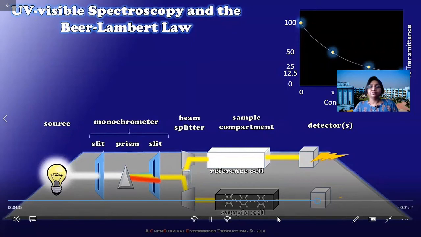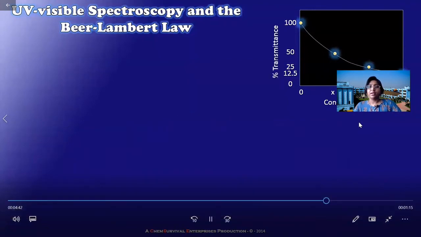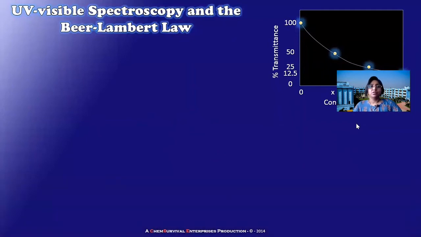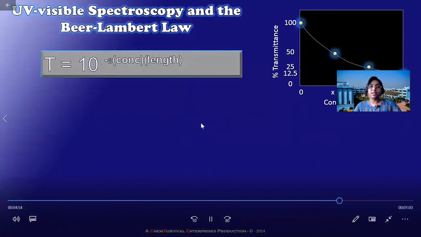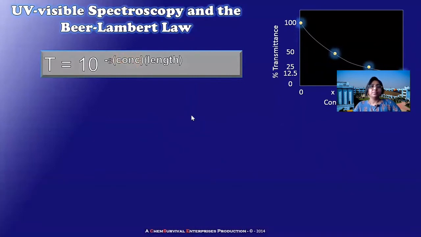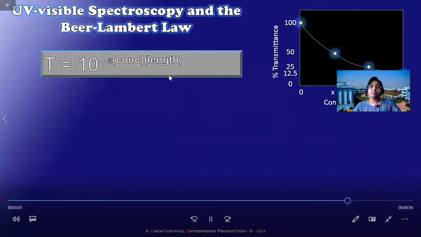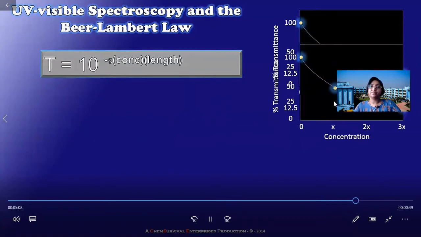Now, if we plot in a different way, like absorbance versus concentration, here the Beer-Lambert law comes in. If we express that the transmittance T is equal to, in terms of concentration, it is given, but we get a graph that is not a straight line, that is an exponential line.